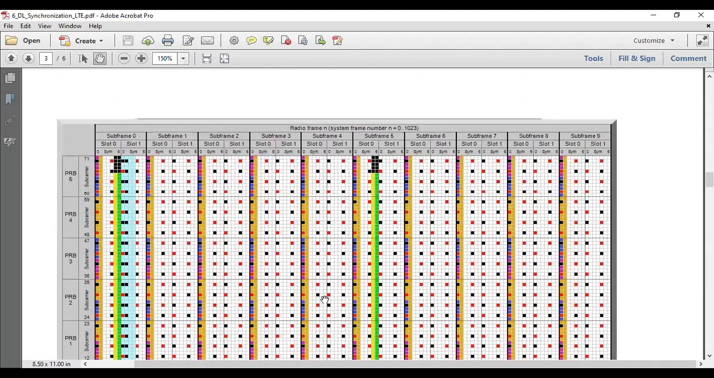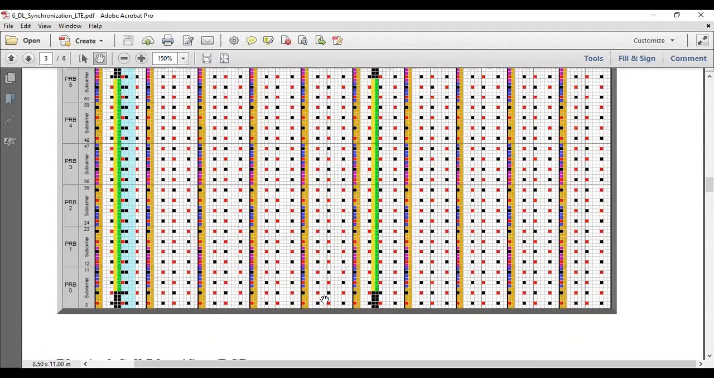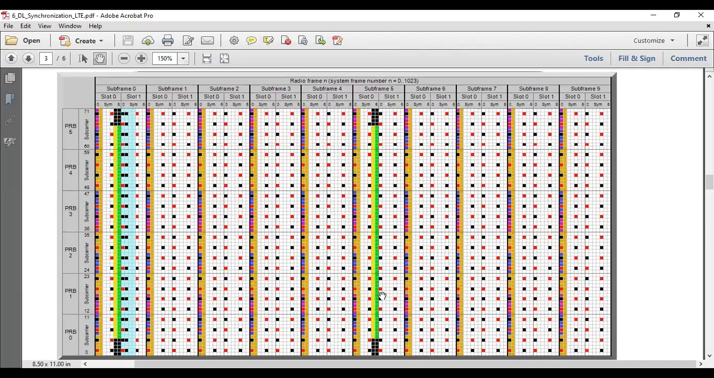Well, the only process available to find out time alignment or to resolve the synchronization is correlation. The UE tries to find out where you have this PSS located. If you can find out that PSS and SSS are located here, then you know that is the end of a slot.